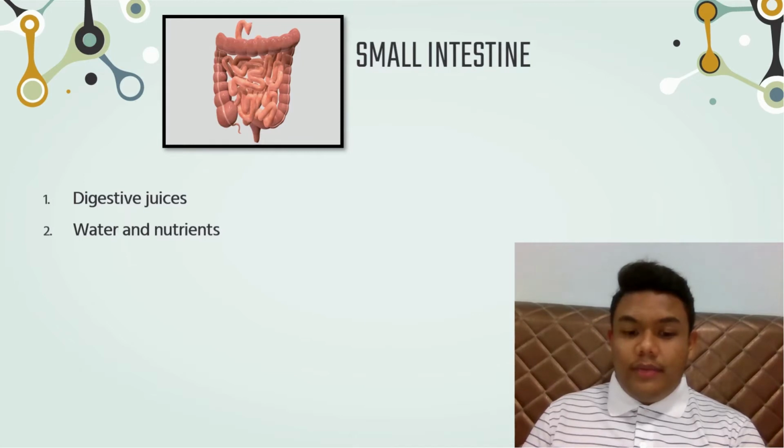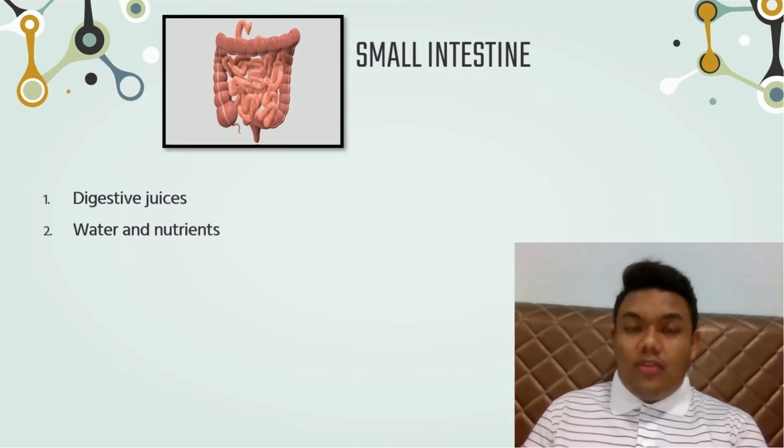In the small intestine, the muscle will mix the food with digestive juices that come from the pancreas, liver, and the intestine itself. Then it will push the mixture forward for further digestion. Next, the wall of the small intestine will absorb water and the digested nutrients into our bloodstream. As peristalsis continues, the waste products of the digestive process move towards the large intestine.